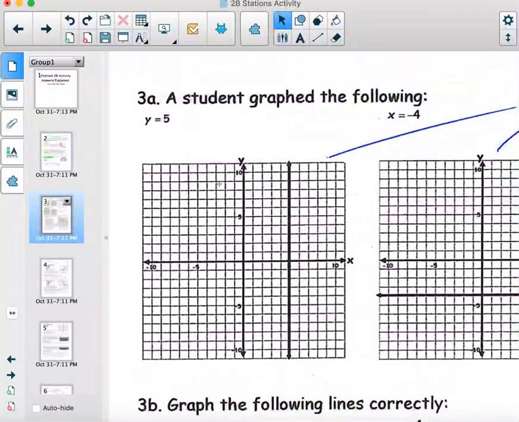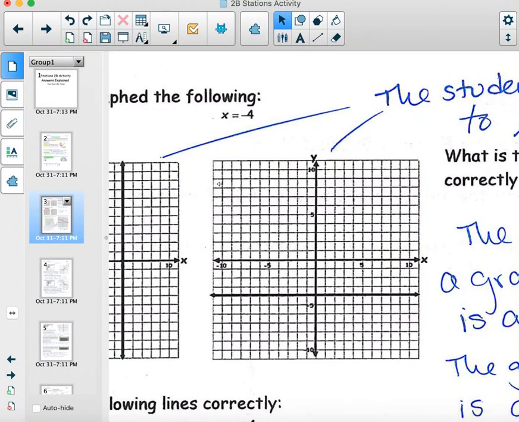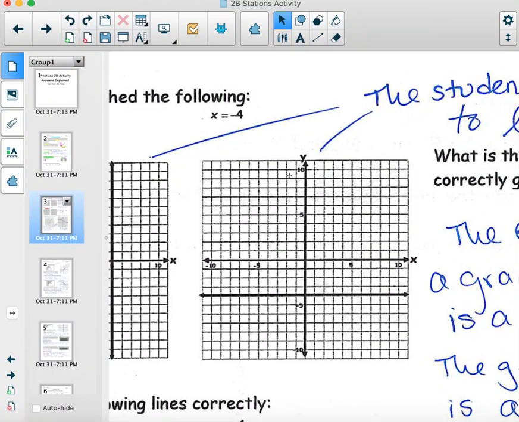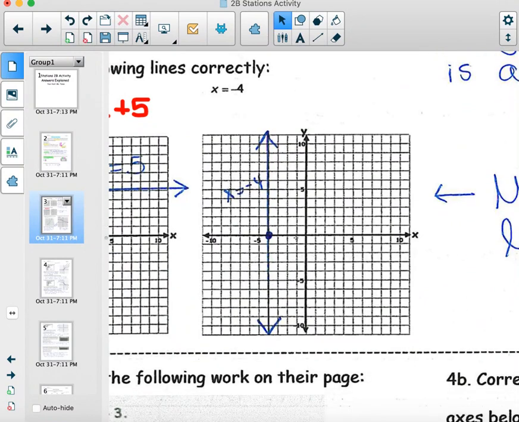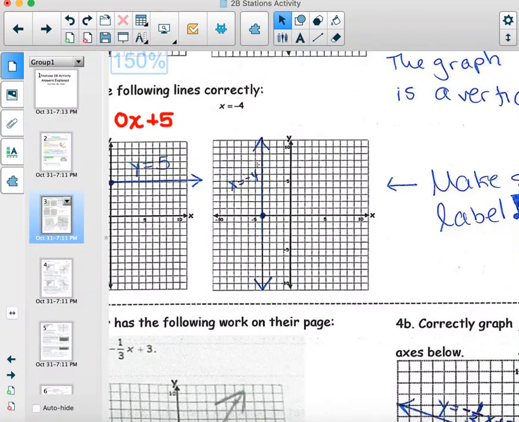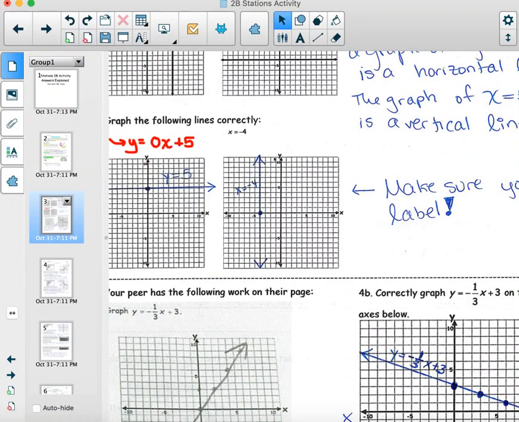Alright, let's look at x equals negative 4. So when x is negative 4, this student went down on the y-axis to negative 4 and graphed a horizontal line. So again, this was graphed incorrectly. This should have been a vertical line. X equals negative 4. These are all of the values where x is negative 4, all along here. Okay. Also, the student forgot to label. Do not forget to label. Okay? That's a point on the Regents.